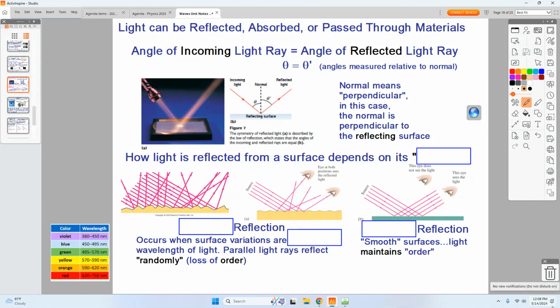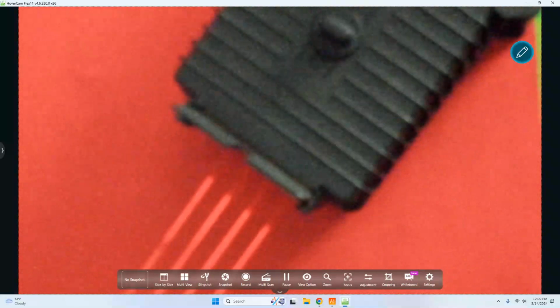Ashlyn, I'm going to ask if you would hit those lights for me for a moment. Okay, so I'm going to take this over to the camera so you guys can see this better.